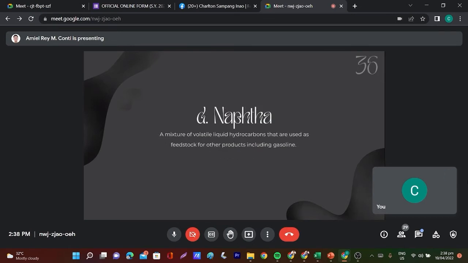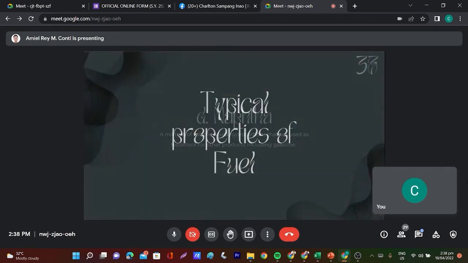Naphtha. A mixture of volatile liquid hydrocarbons that are used as feedstock for other products including gasoline. Yung feedstocks are yung products para mag-produce ng gasoline. Ang example niya is crude oil. Typical properties of fuel.